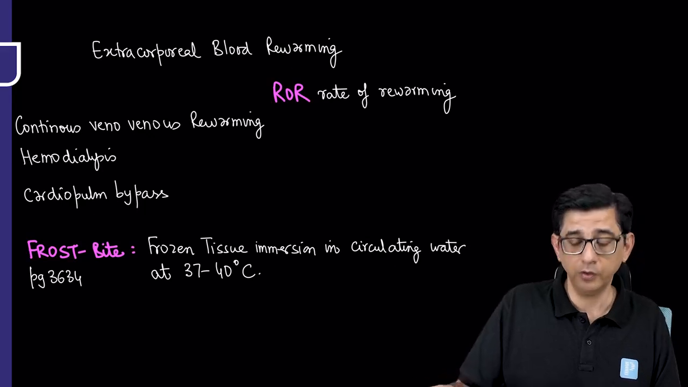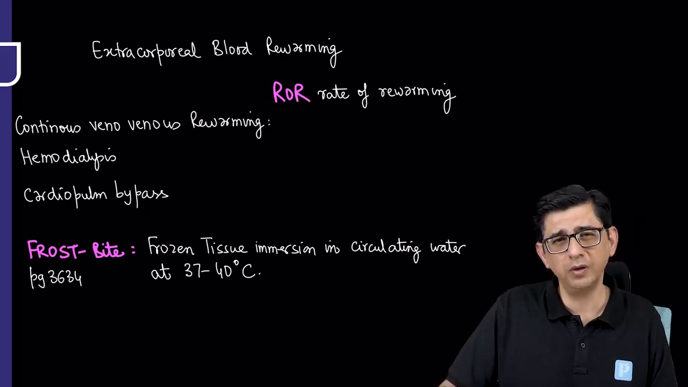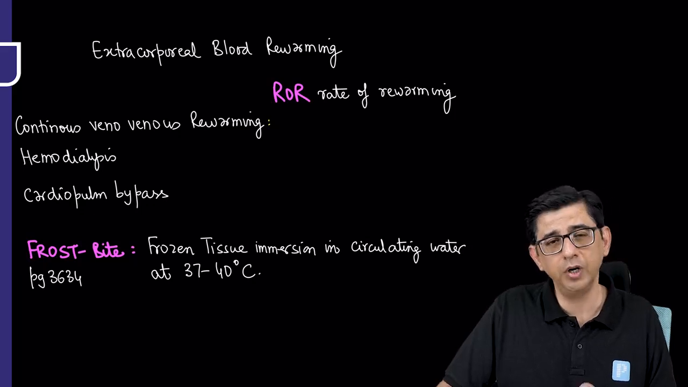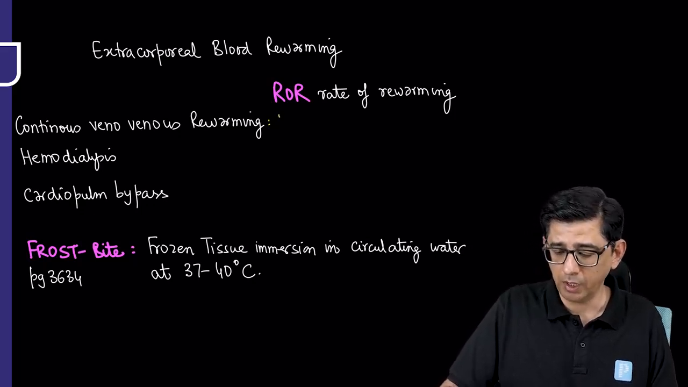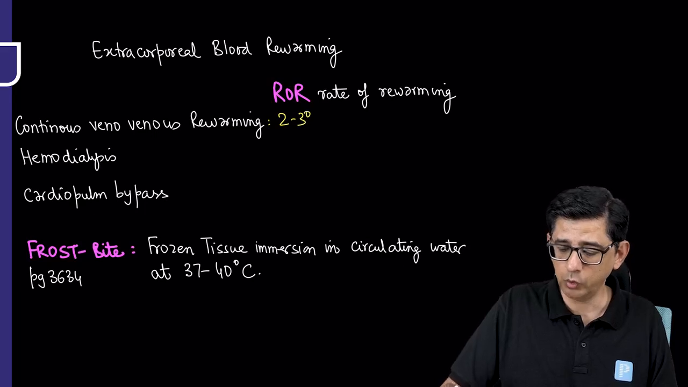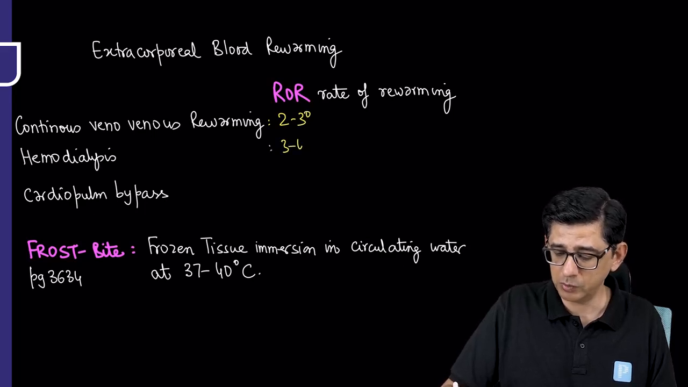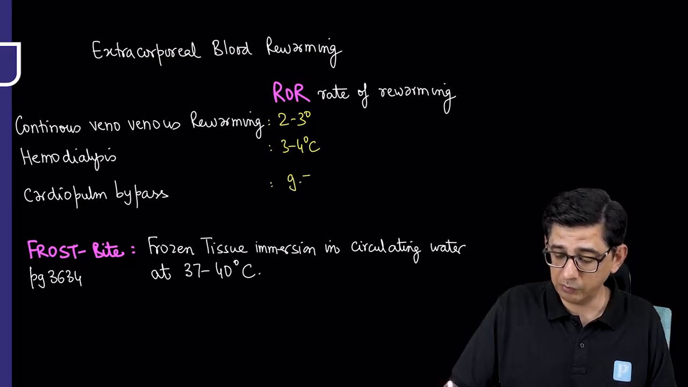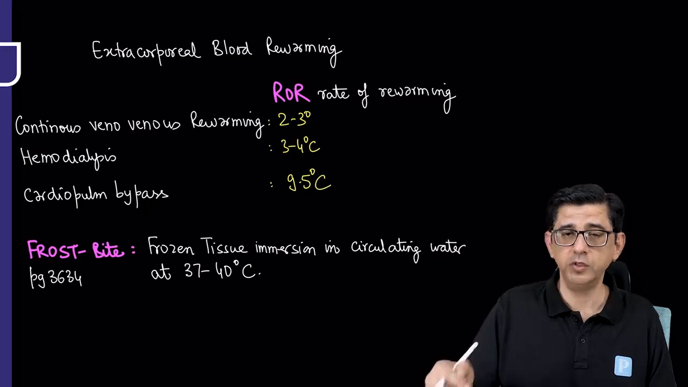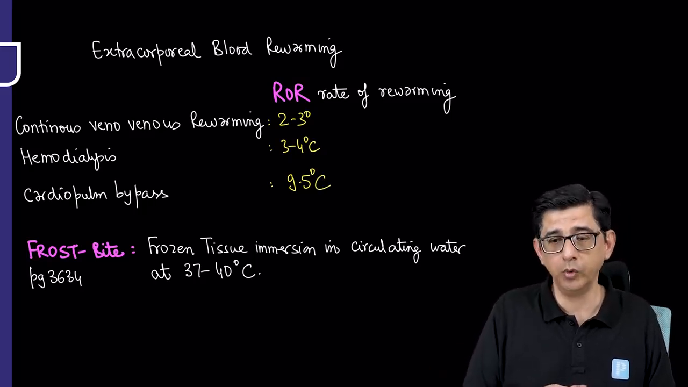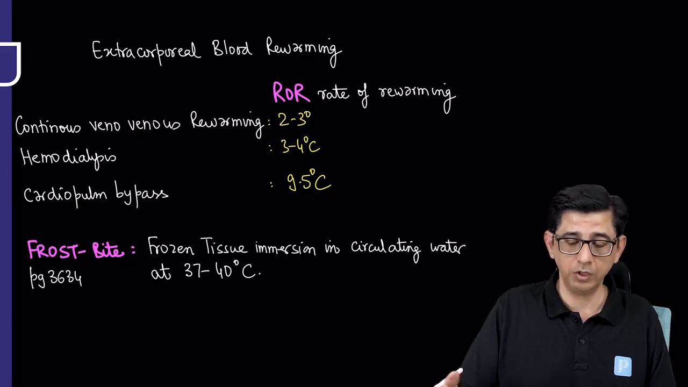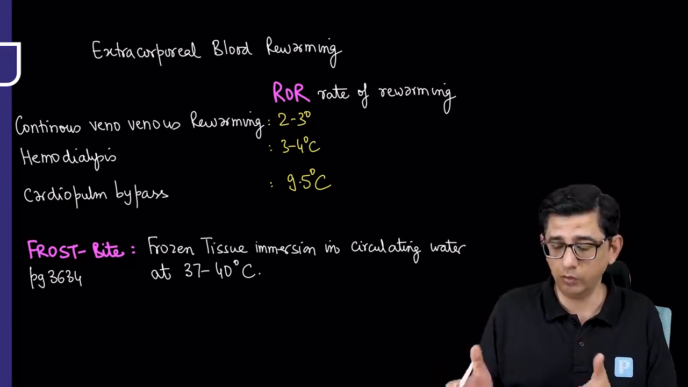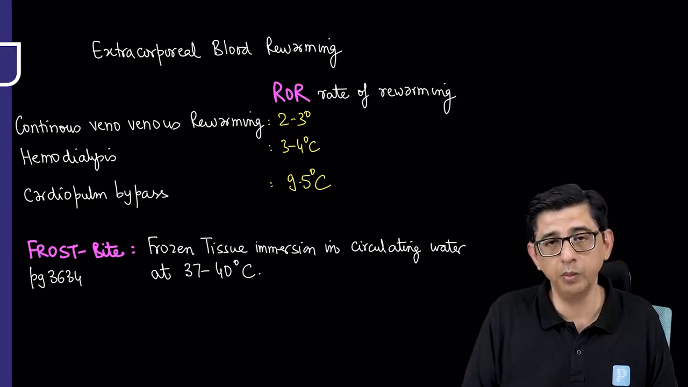So if it is available, the rate of rewarming would be in the range of about 3 degrees Celsius. Continuous venovenous rewarming can increase the body temperature by about 2 to 3 degrees, then hemodialysis by about 3 to 4 degrees. But if you are using cardiopulmonary bypass, in fact that can be an MCQ, that which of the following extracorporeal blood rewarming strategies will have the highest rate of rewarming, then the answer would be cardiopulmonary bypass.